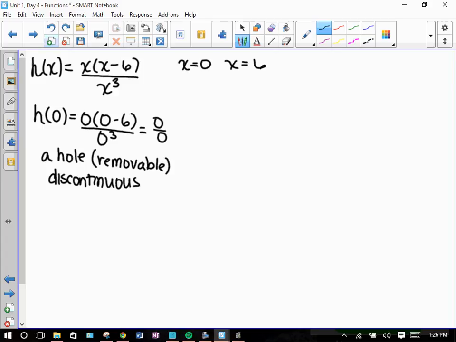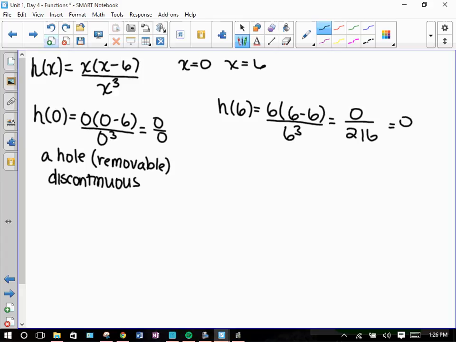Now we have to plug 6 in. We're going to get h of 6, which is 6 times 6 minus 6, divided by 6 cubed. To be honest, I don't know what 6 cubed is off the top of my head. So this is 216. This is going to be 0 divided by 216, which should be 0. So the function value exists.